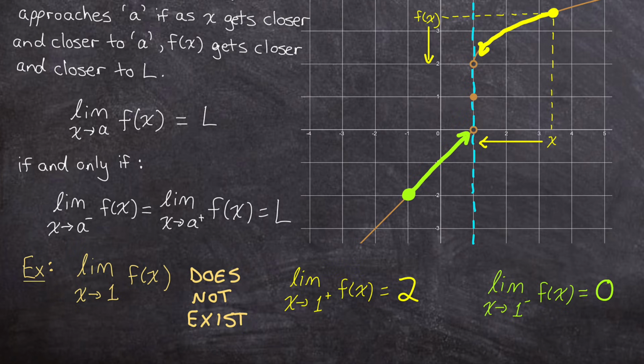So as this function is approaching 1 from the right and from the left, it's actually going towards 2 different y values, which is why even though the function exists when x equals 1, the limit does not exist as x is approaching 1.